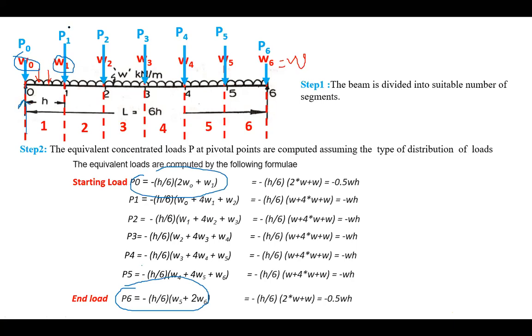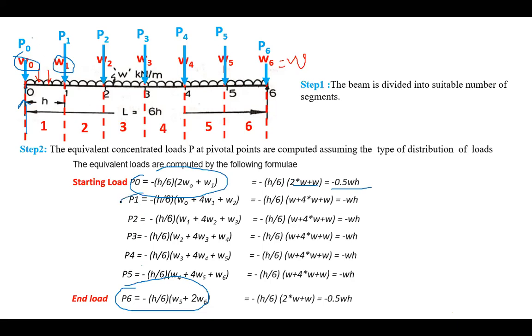So next, P1. We know that W0 is equal to W1 is equal to W. Therefore, h by 6 into 2W plus W, so it will become 3W. 3 by 6 will be 0.5, 0.5 W into h. That is the value of P0.